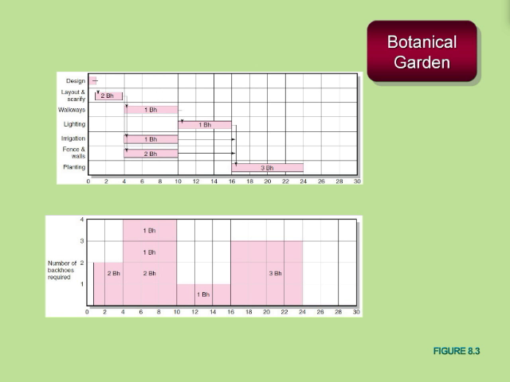No backhoes are required when we do the design. We need 2 backhoes to lay out and scarify. Then we need 1 backhoe each for walkways and irrigation and 2 backhoes for fence and walls. And we need 1 backhoe for lighting, and we need 3 backhoes to do the planting. So our goal here is to figure out what we can delay and minimize the amount of backhoes we need to get the project done.